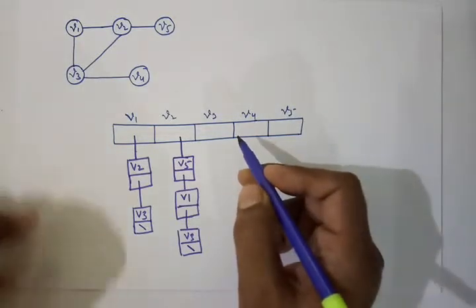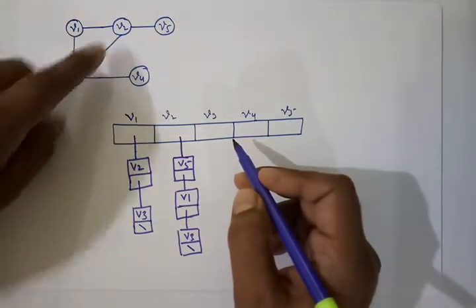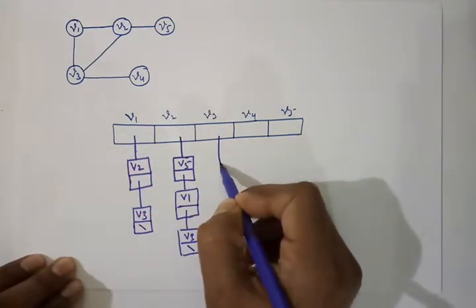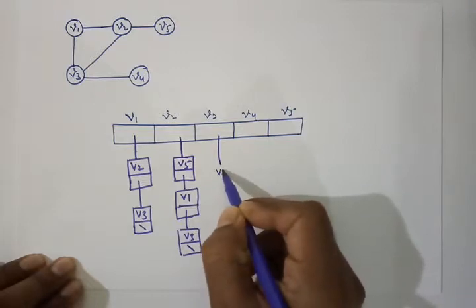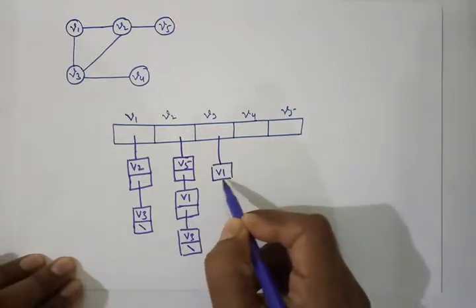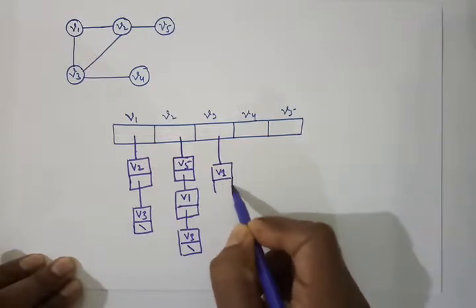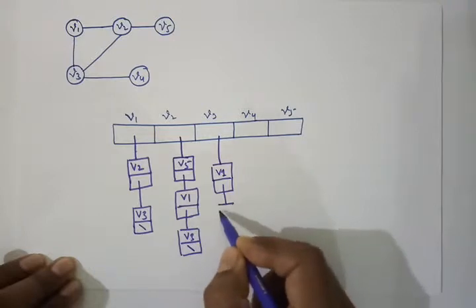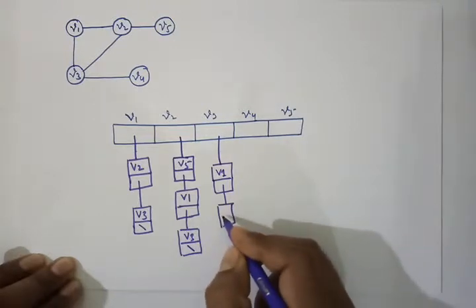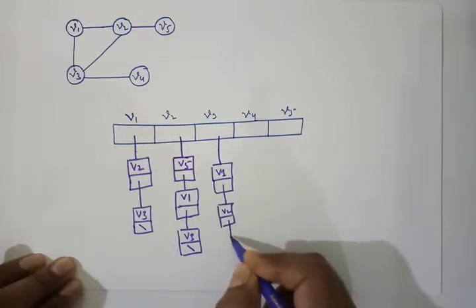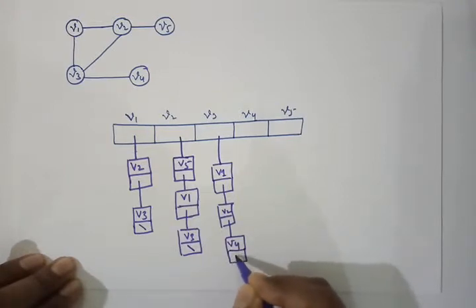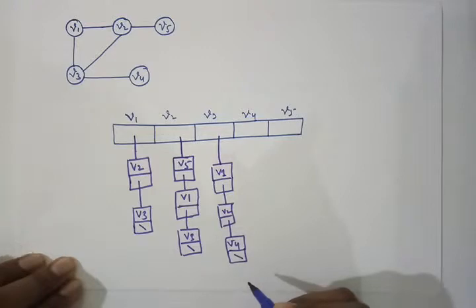Similarly, from V3 we can go to either V1, V2 or V4. So from V3 I am taking V1 first. Next I am taking V2, and then V4, and finally in the last node we put a null pointer.